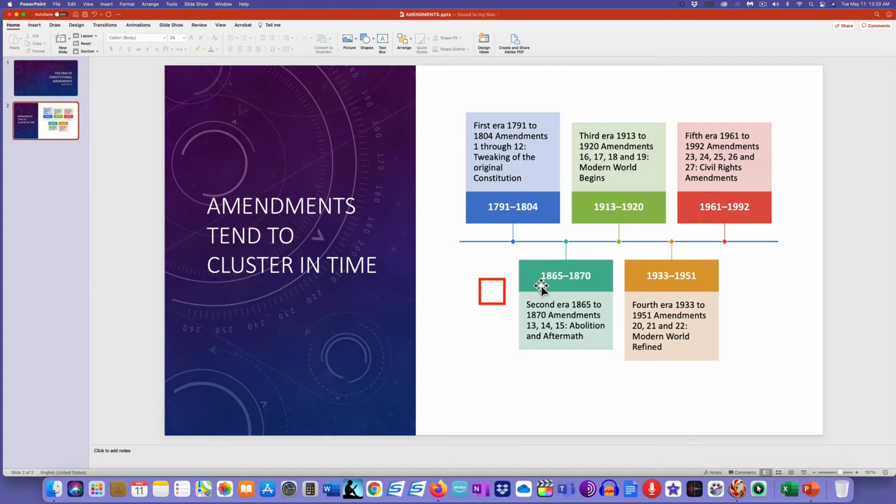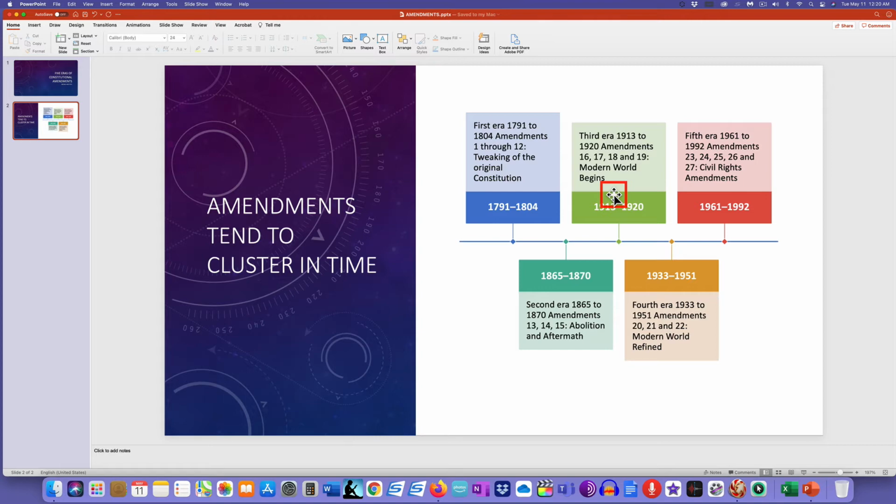The common theme of amendments here is to react to the aftermath of the Civil War. And then the next cluster or era of amendments is between 1913 and 1920. It's the beginning of the modern world.